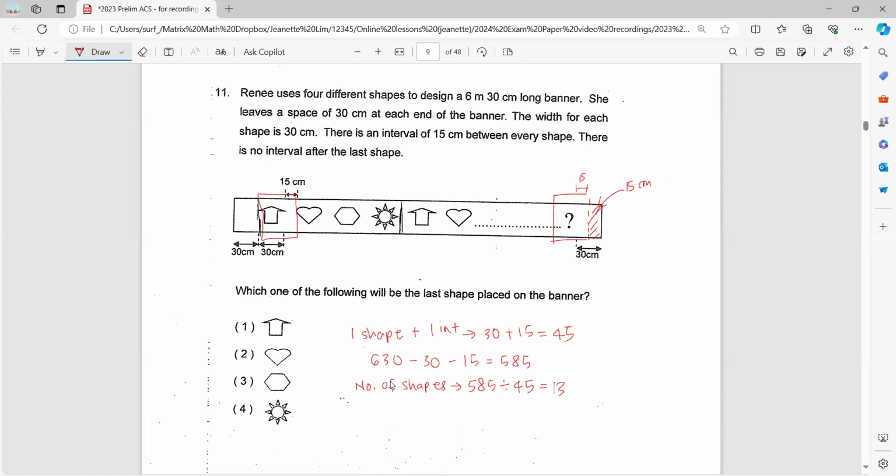Which one is the last one on the banner? Now it repeats every 4 patterns, so we divide by 4, which is 3, remainder 1. Remainder 1 means this is the first shape. The first shape is the arrow. So the answer is 1.